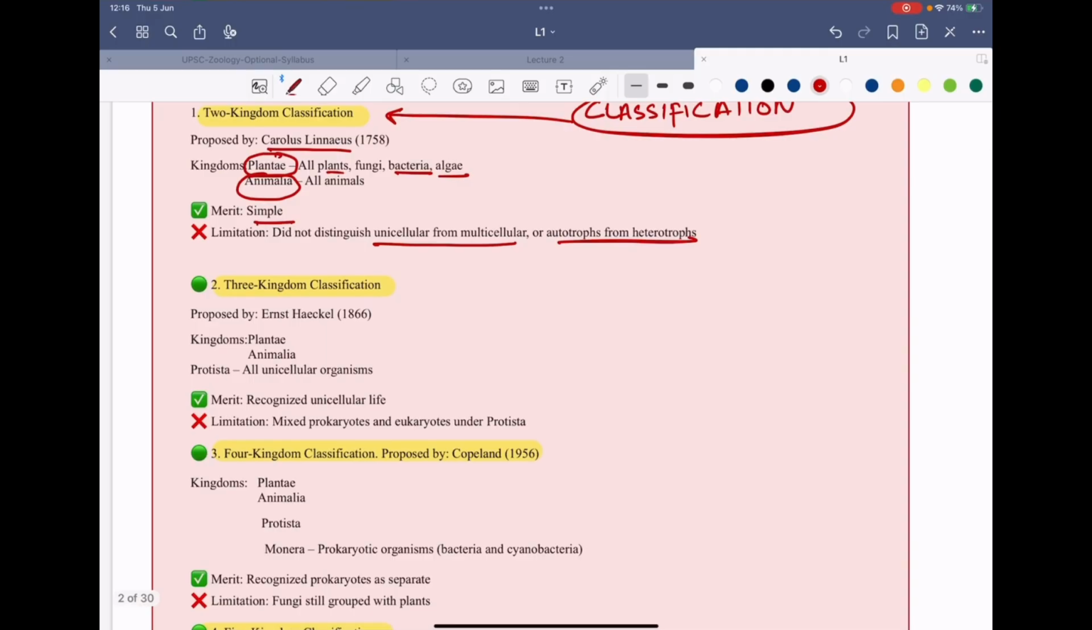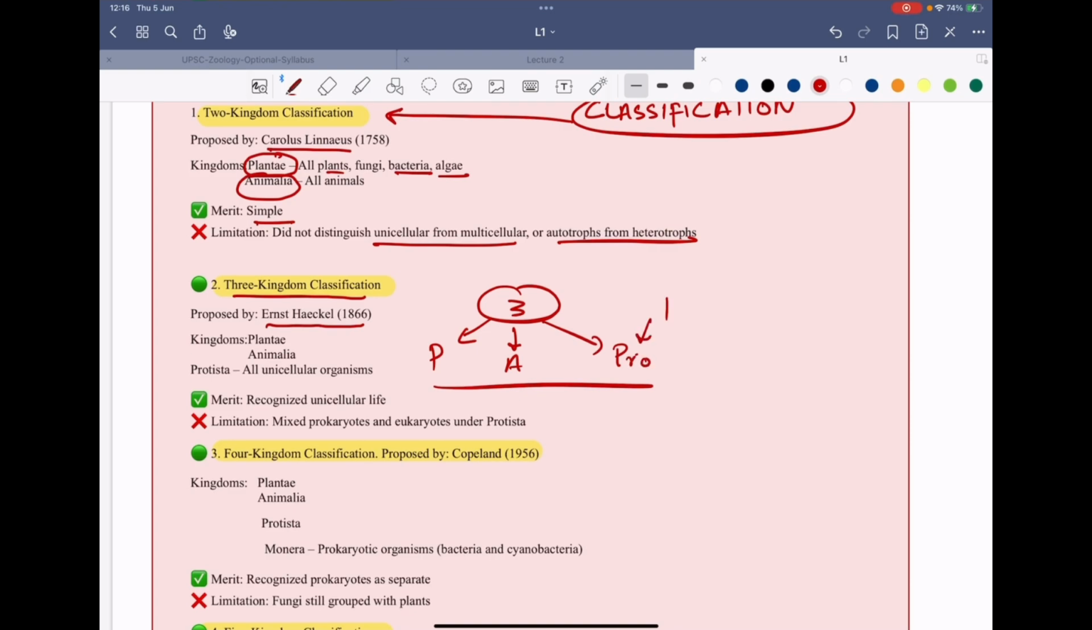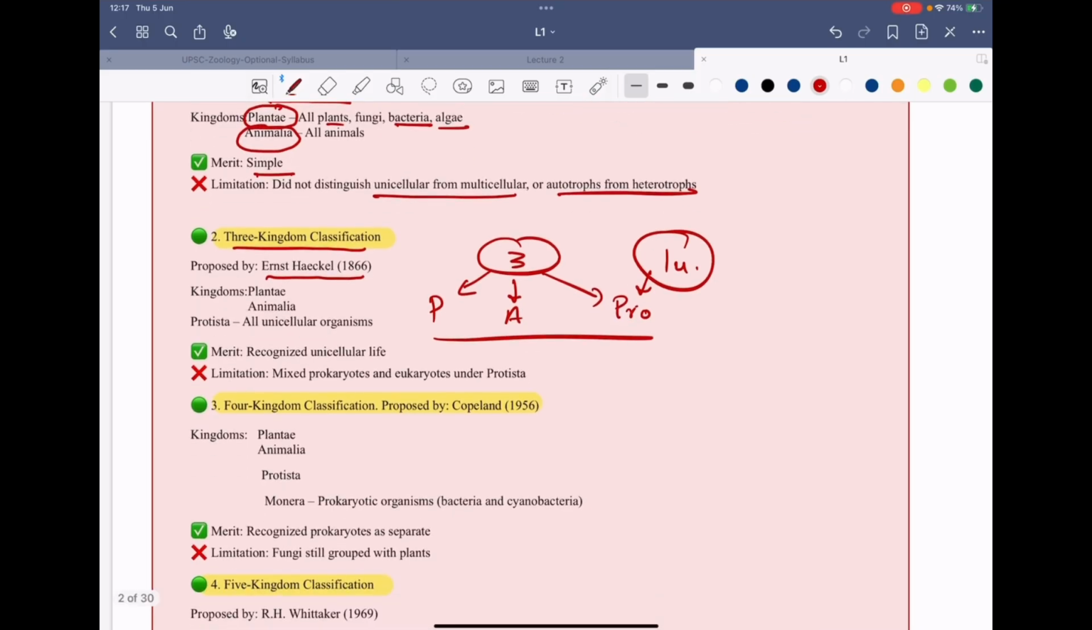So as time passed by, research was done. Then the three kingdom classification was given by Ernest Haeckel in 1866. Now we had three kingdoms: Plantae, Animalia, and Protista. So now the unicellular organisms were kept in Protista. This was the three kingdom classification.